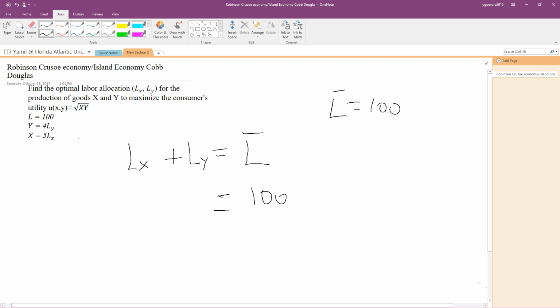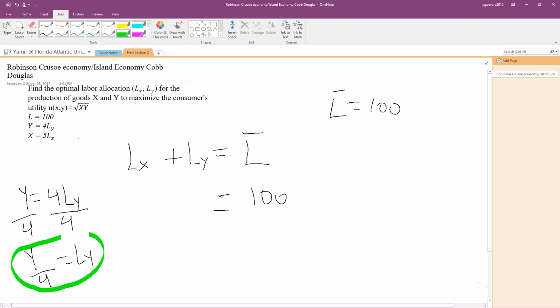Let's find our Ly first. Our production function equals y. Let's solve for Ly. We divide both sides of the equation by 4. So we're left with y over 4 equals Ly. So we got our Ly right here.